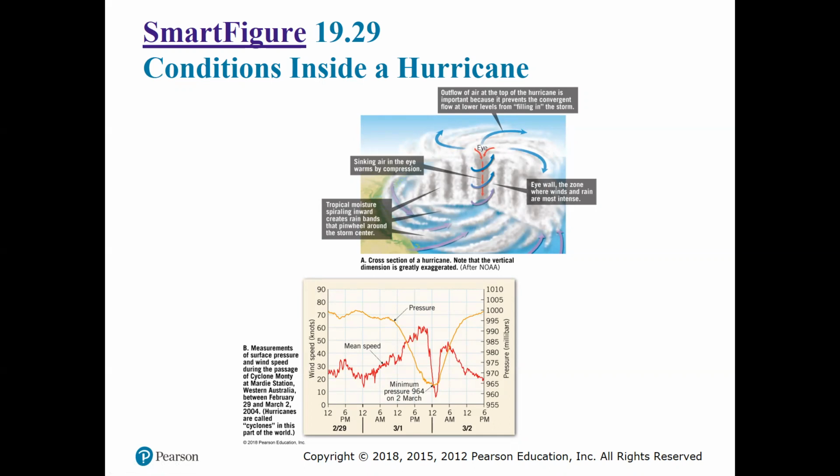But what happens though is since this is forming over the ocean, it's bringing in not just air, but also moisture.